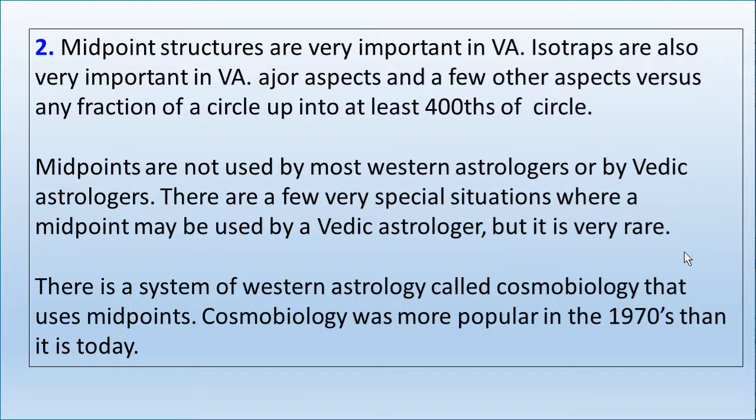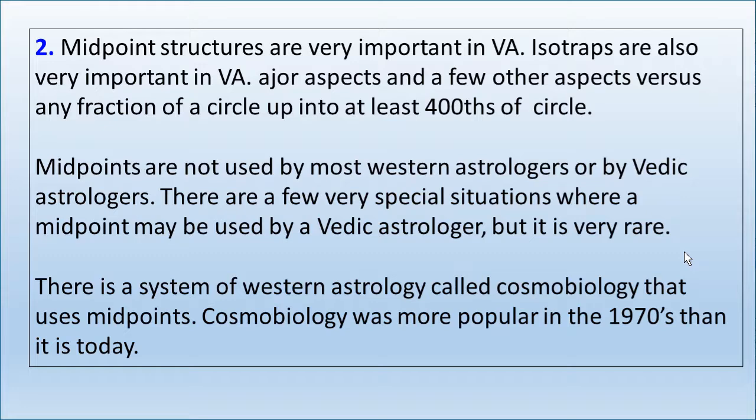Other differences between vibrational astrology and other systems? Well, in vibrational astrology, we use midpoint structures. They are extremely important, and also isotraps, which are 4 planet patterns. We will dig into these in detail in other classes in this course, but these are critically important things, not just aspects, but midpoint structures and what we call isotraps, which are 4 planet patterns with particular rules to how those 4 planets are connected together.